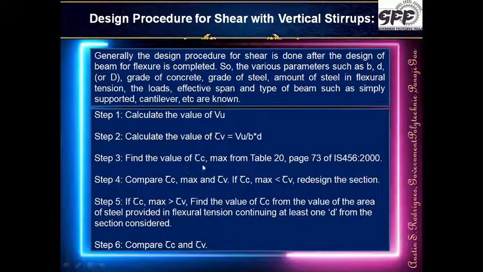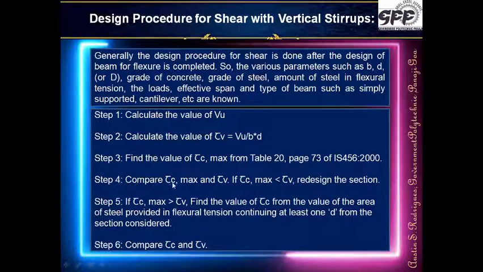Step number 3, find the value of tau C max from table number 20. That is page number 73. This is the maximum value of shear stress the concrete can take, the limiting shear stress the concrete has. That is given in the tabulation on page number 73.